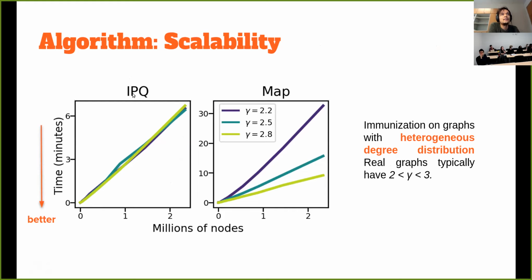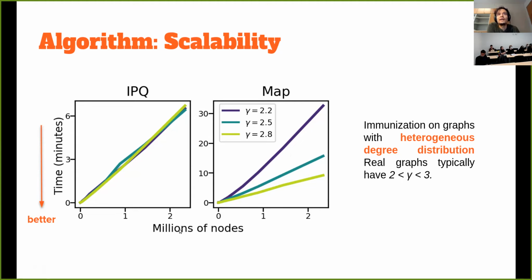runs of the algorithm. This is the IPQ version, the map version. This is time in minutes. The vertical axes are different. So the map is always slower, but it gets faster and faster and faster the more heterogeneous your degree distribution is. Essentially, these are run over graphs that are sampled from the configuration model that has been fed a degree sequence sampled from a power law degree distribution with the given gamma.